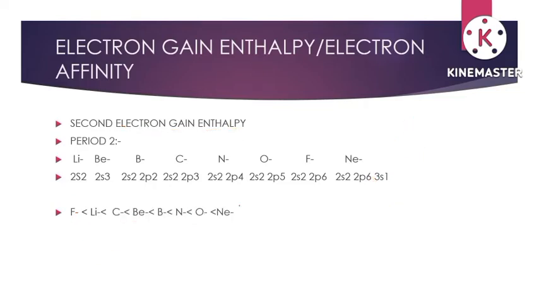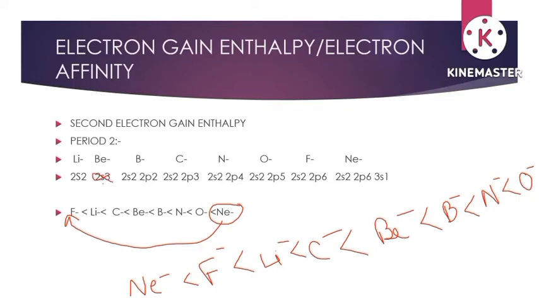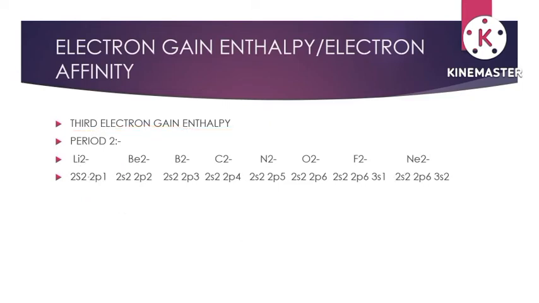Okay, so the order will be like this: Ne minus, then F minus, then Li minus, then C minus, then Be minus, then boron minus, then nitrogen minus, and then the greatest will be oxygen minus, and here will be 2s2 2p1. Okay, remember this, 2s2 2p1. In the third electron gain enthalpy, we will put two negative signs after all of this, and then add one electron each.